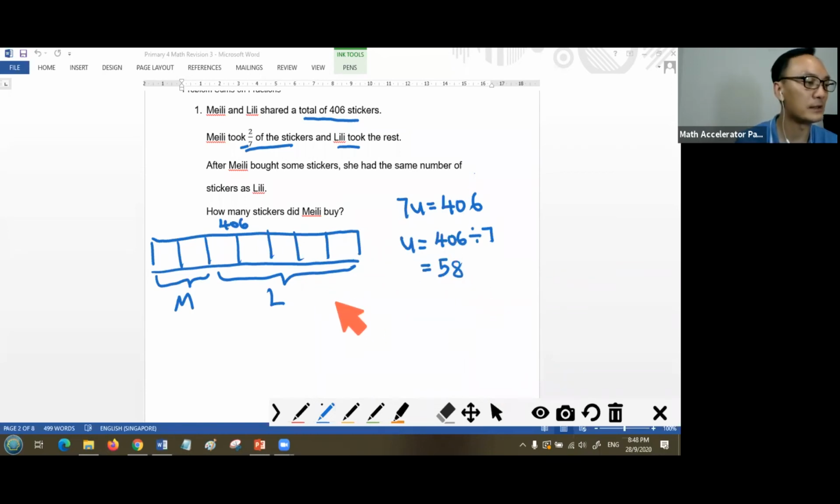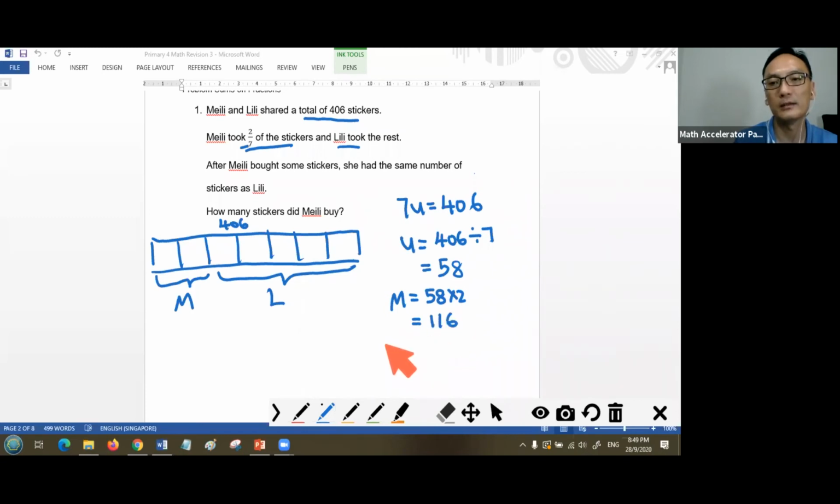Right, 58. So from here, we need to find out how many stickers Mei Li has. So Mei Li has 2 units, so 58 times 2. So how many stickers is that? Right, thank you, Braden. Thank you, Camilla. So it will be 116.